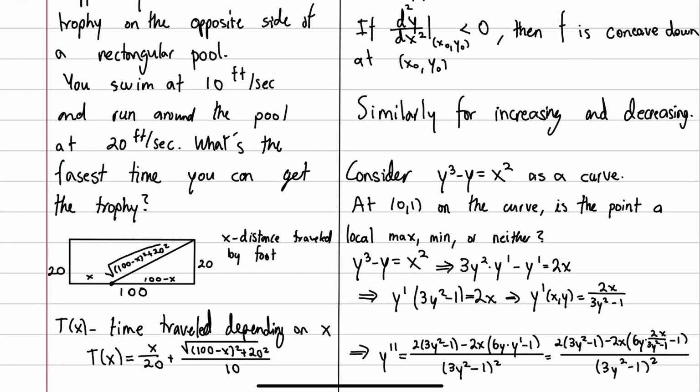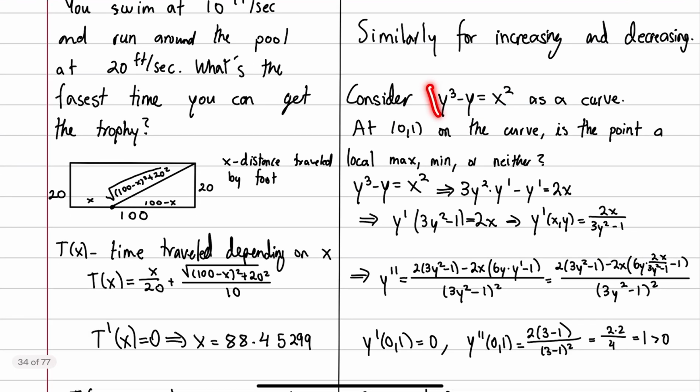Pretty simple. Same thing like a normal derivative. So let's get a quick practice problem in, very quick. Consider this implicitly defined function as a curve. At the point (0, 1), is it a local max, a min, or neither? Using implicit differentiation, which you should be familiar with, we get y prime, which is dy/dx, is 2x over 3y squared minus 1.